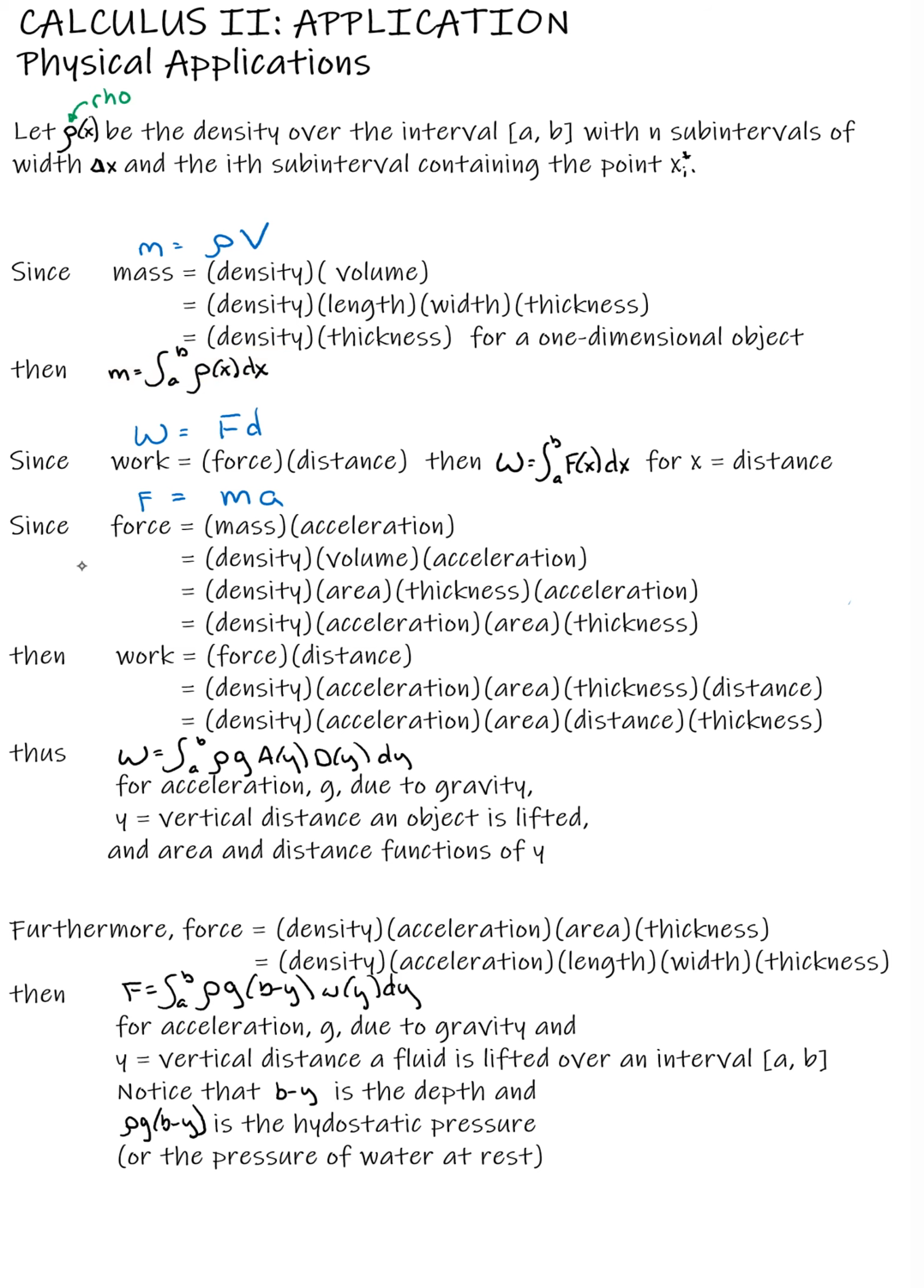Moving on, we have work is force times distance. This is one you should have seen. Again, W is for work, uppercase F is for force, and lowercase d is for distance. And just straight off this, work is equal to force times distance. You can see our formula.